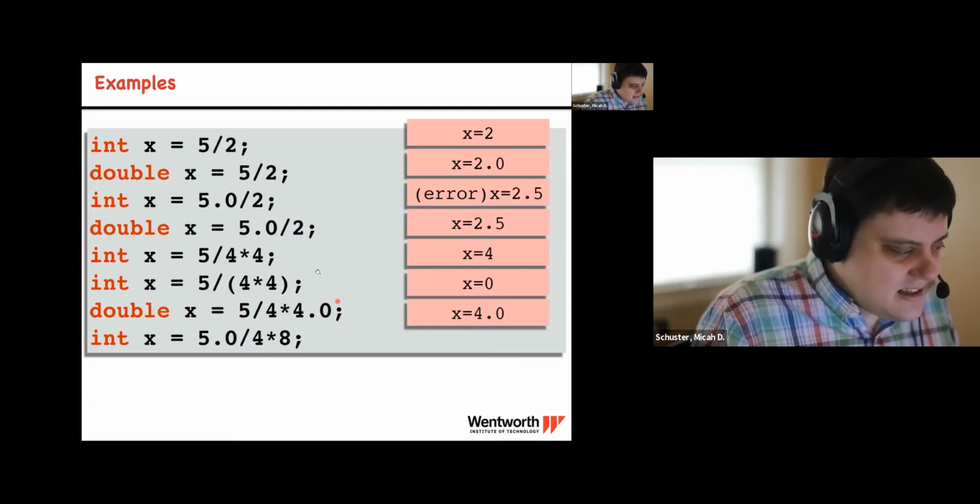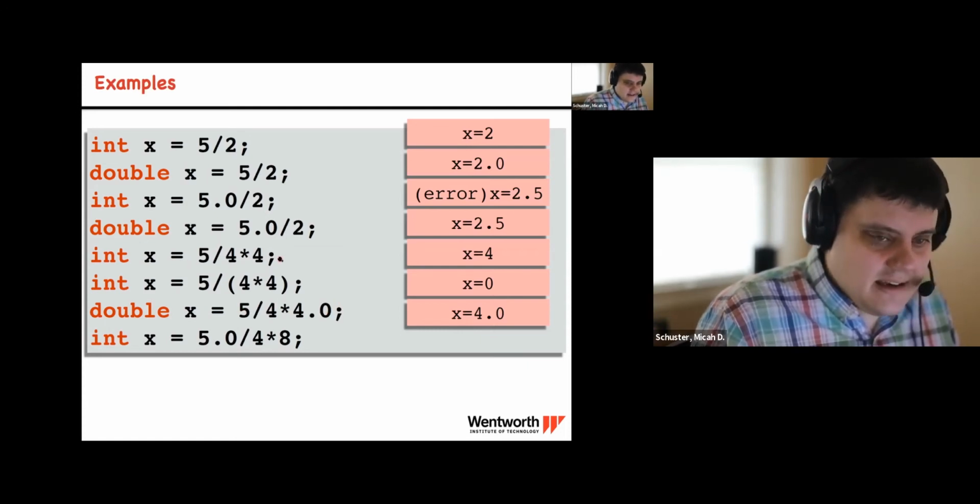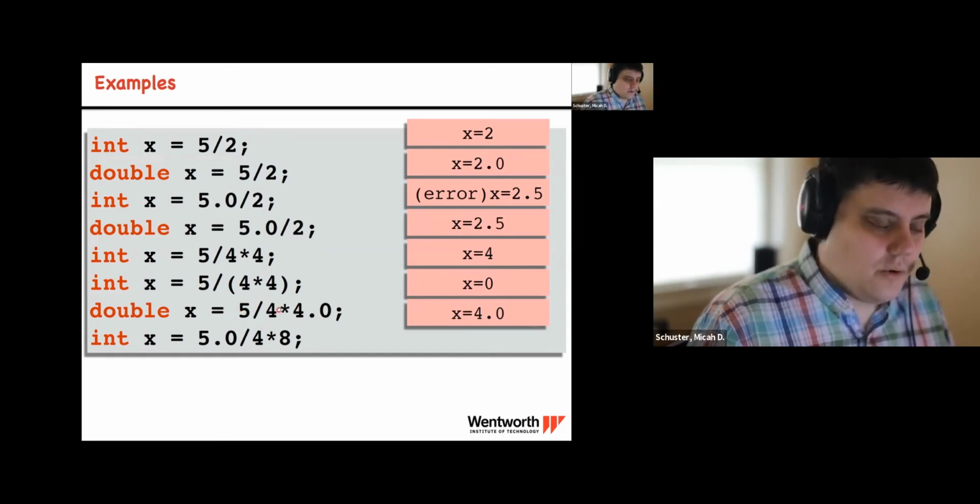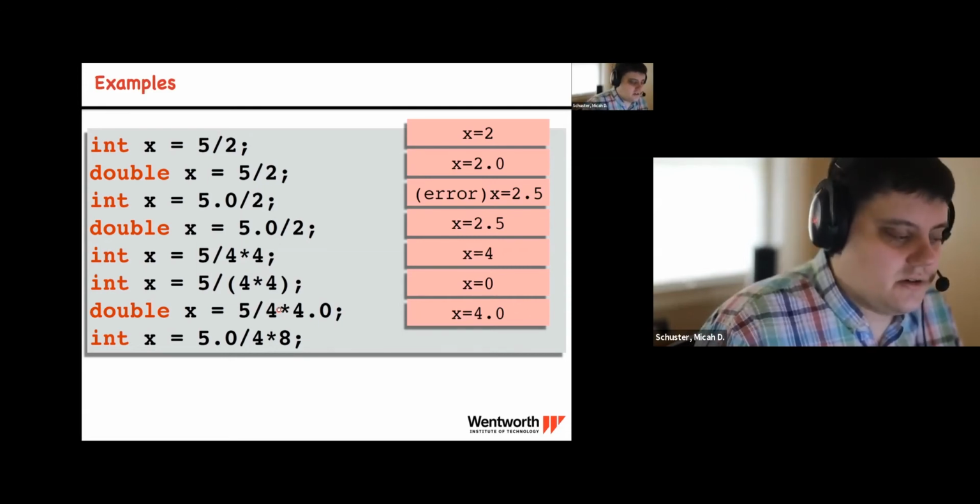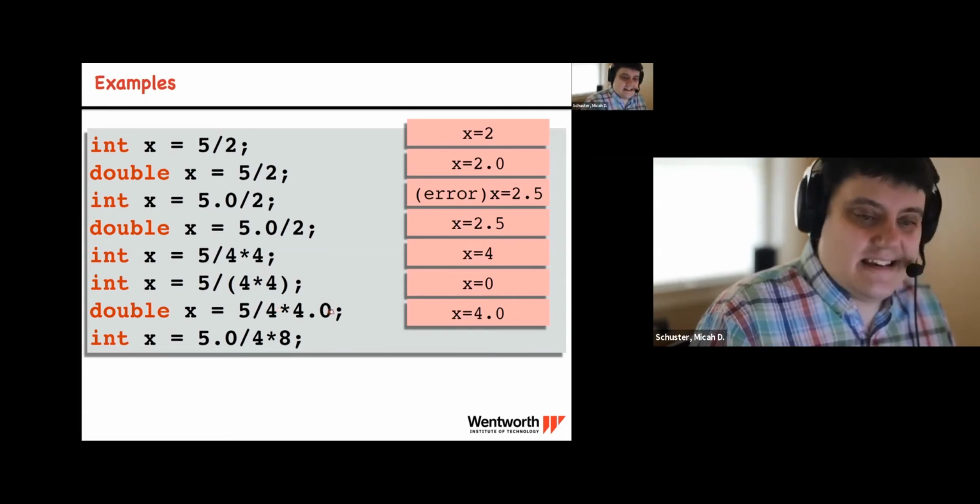So it's basically the same as the one for the int, because I'm still doing the integer division here. I just have to look at the 5 and the 4. Both ints, I got to do the integer division. The 4.0 doesn't come in until later.